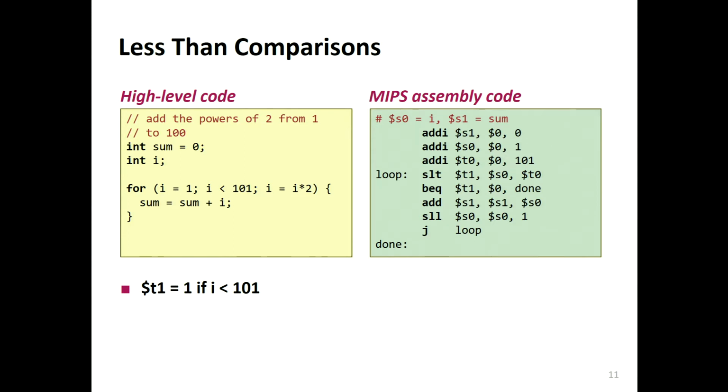So S0 here is 1. T0 here is 101. So T1 here would be 1 if I is smaller than 101. All right? Now, what we do here is another breakout branching. And it compares essentially the value of T1 to 0. So if I is not smaller than T0, then this value would not be set, and it would remain the value 0. So by comparing 0 to 0, you would break out of the loop.